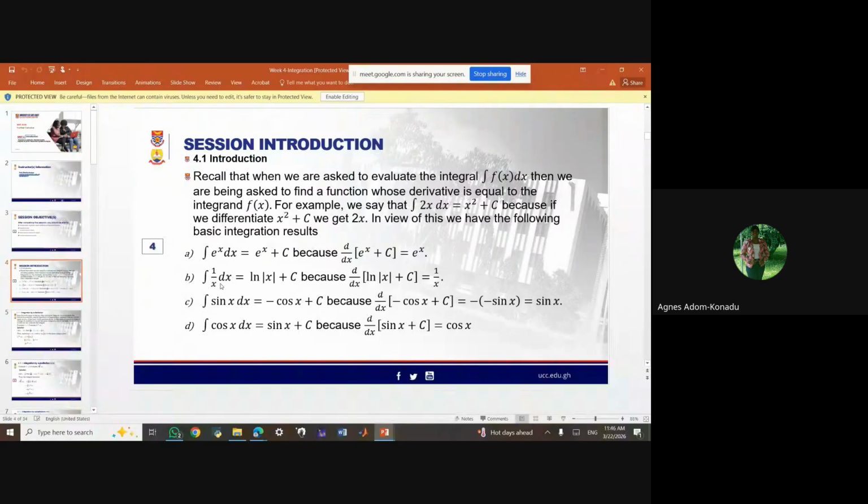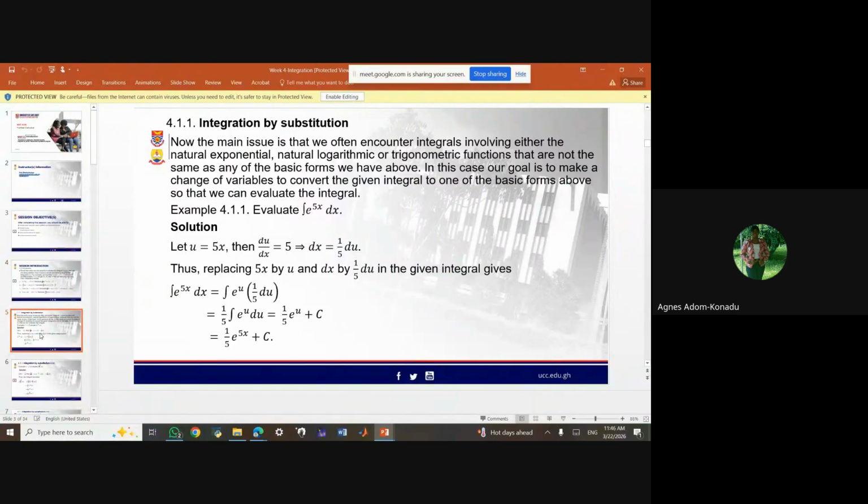And then the integral of 1 over x is equal to ln x plus c. When we differentiate ln x, we know we're going to get 1 over x. Then the integral of sine x is negative cos x plus c. The integral of cos x dx is sine x plus c. So these are some few integration rules.